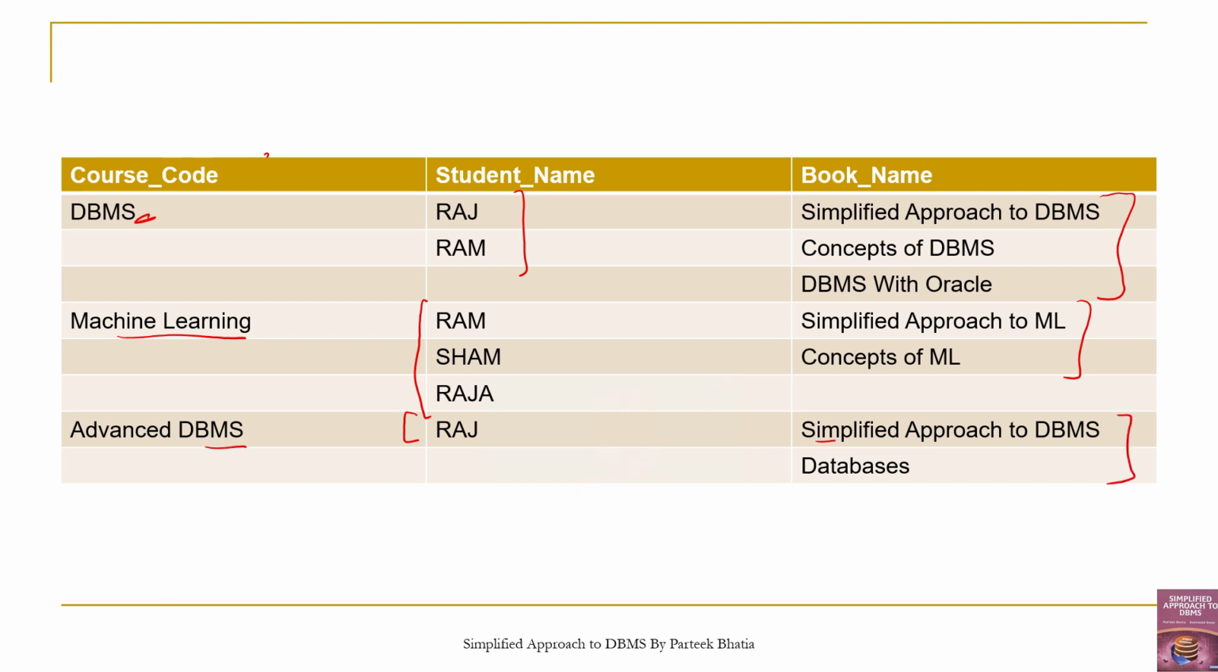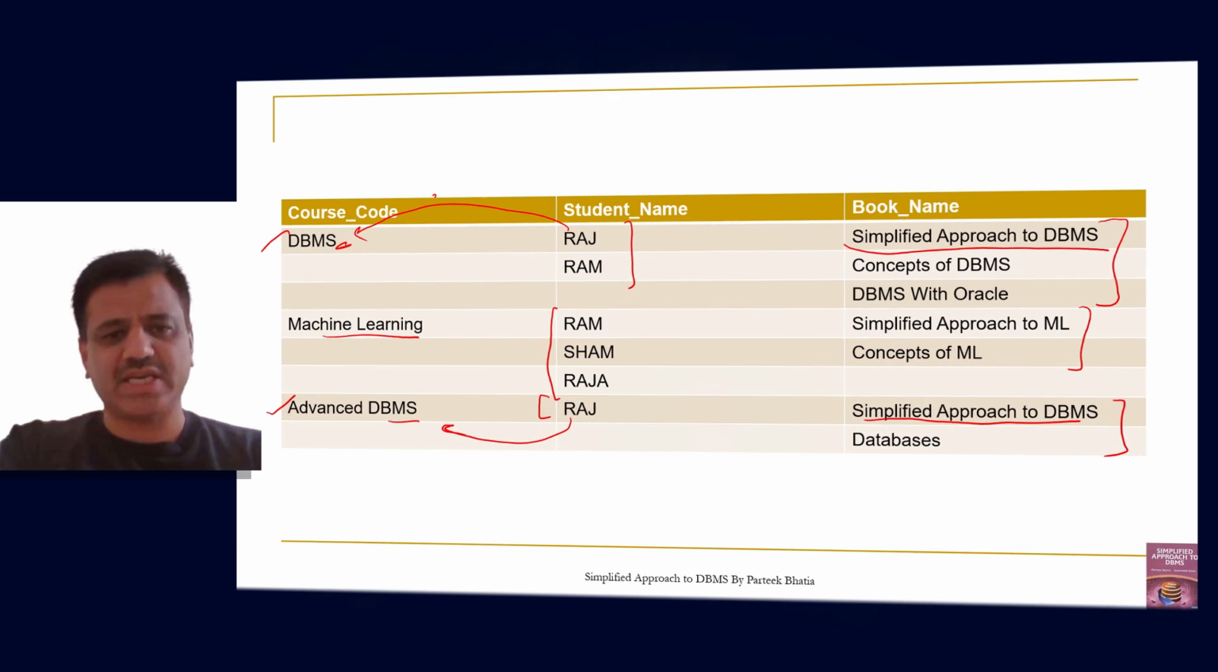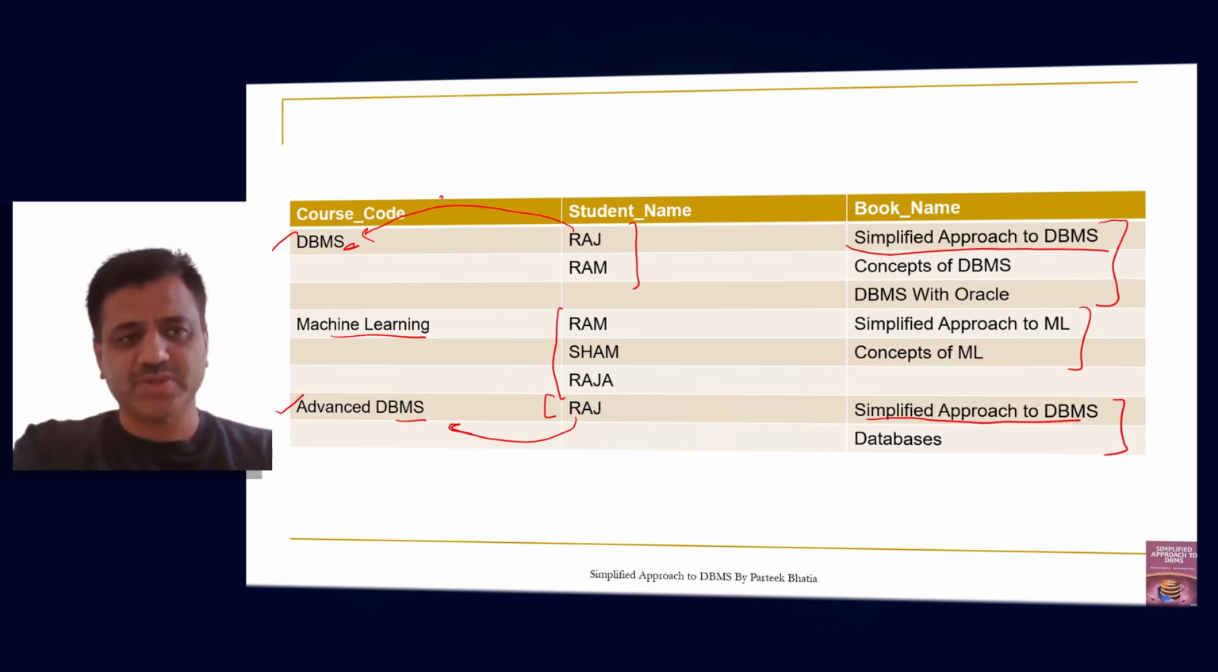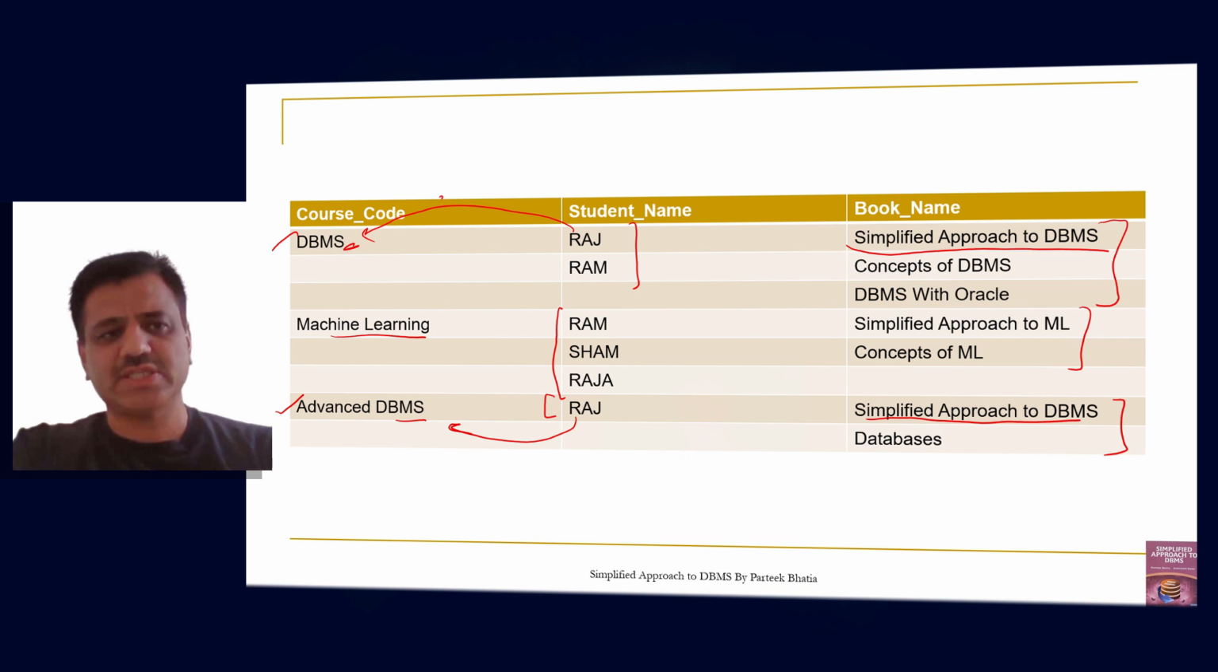You can also see that the same textbook can be used for more than one course. Here you can see that Simplified Approach to DBMS can be used in DBMS as well as in advanced DBMS. While a student can also register in multiple courses, Raj has been registered in DBMS as well as in advanced DBMS. So for a given course, we have multiple students. For a given course, we have multiple textbooks, while a student can register in multiple courses, and also a given book can be used in more than one course.